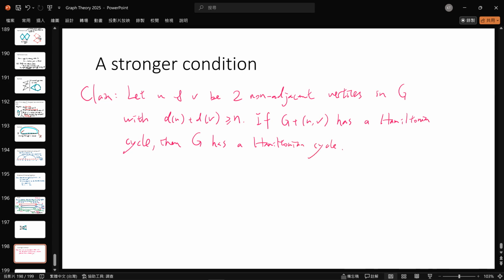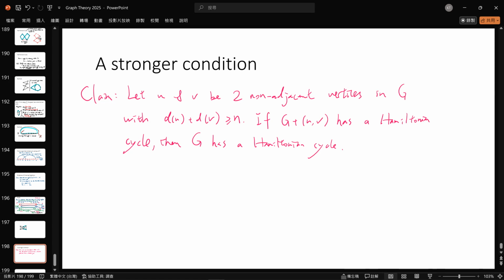Okay. So in this claim, we consider two vertices that are not adjacent. So there's no edge between these two vertices U and V. Okay. So this claim says, further we assume that the degree sum is at least n. So the claim says if you add the edge between this U and V, which are not adjacent in the original graph, but now you add one edge between them. Okay. So if this new bigger graph has a Hamiltonian cycle, then the original graph also has a Hamiltonian cycle.